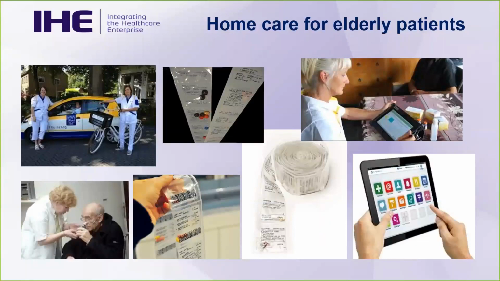So if we have a look at the homecare situation, Michael already explained that the population is getting older, and to make care affordable, more care is given at the patient's home instead of in an institution. So this also requires more digitalized processing of the administration of medicines, for example. And this is where, for example, the profile for mobile medication administration is very useful.